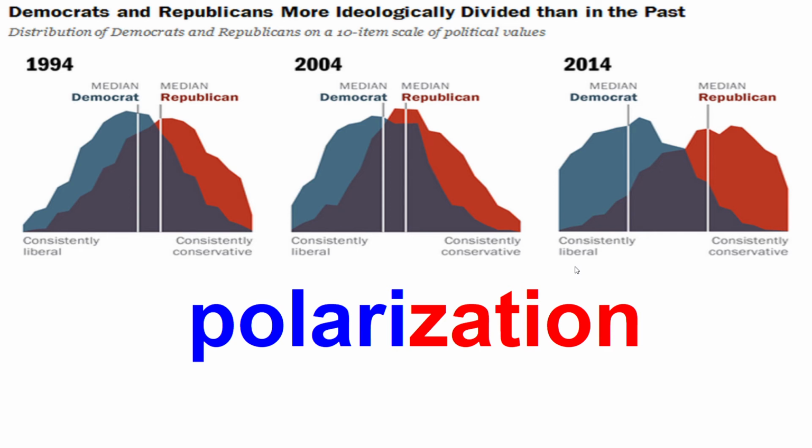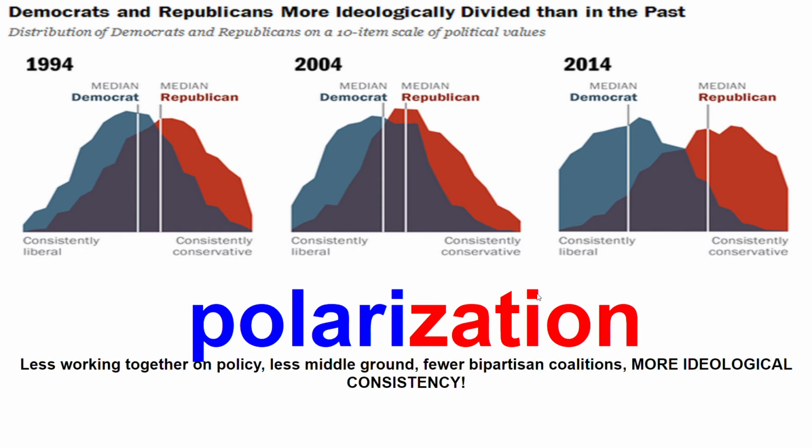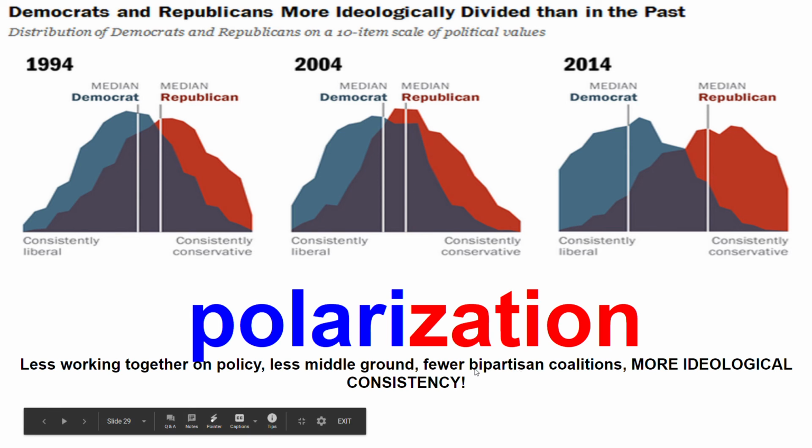And so as you see, as the years have gone on, right, how often things are in the middle, right? 94, more things are here working together. 2004, a little less here, but now 2014, you can see the median gap is growing. In other words, the parties are working together less often, right?